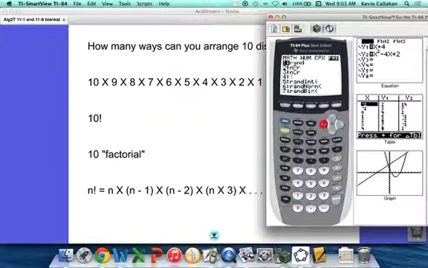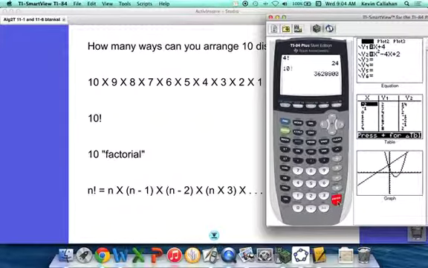I mean, we just did 4 factorial, and we got 24. Let's just do it to verify that it works like that. Right? So we go 4, and then we go math, PRB, 4. There's 4 exclamation point. When I hit enter, 24, which is what we got by hand. Right? What if we want to do the 10 factorial? 10, math, PRB, 4. 10 exclamation point. 3,628,800.